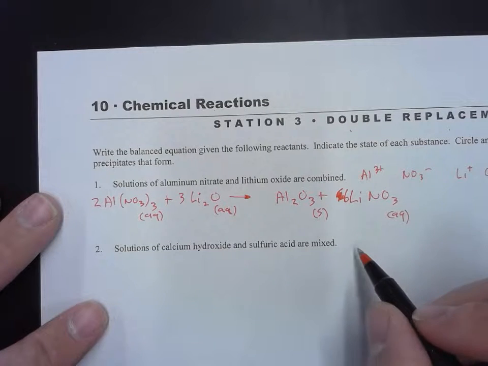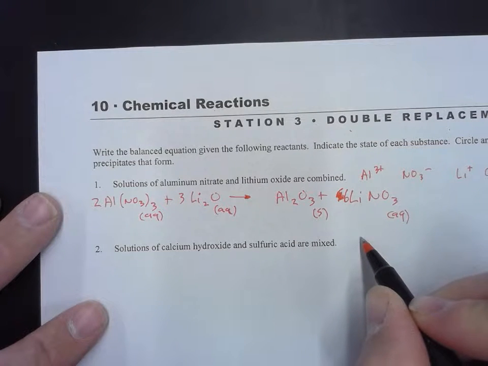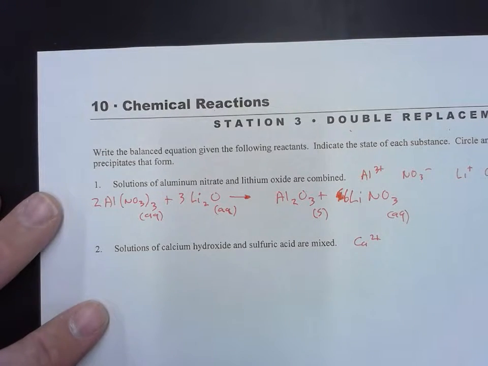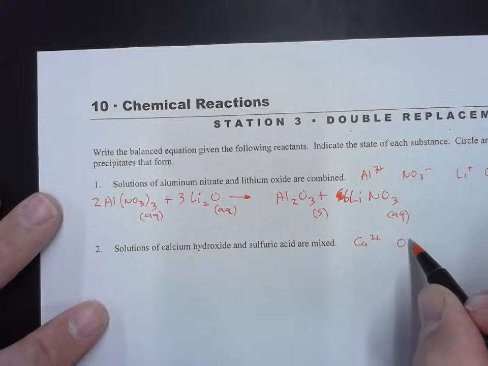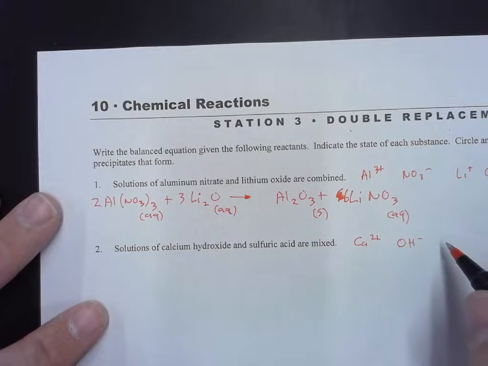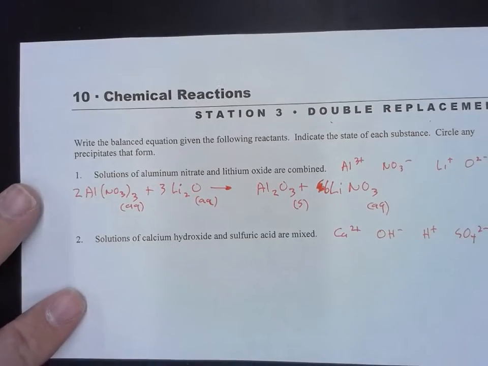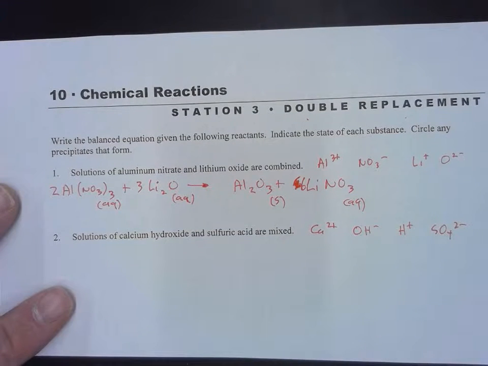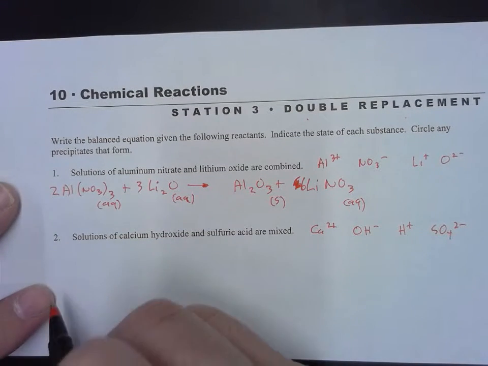Okay, so let's go ahead and write out our ions again. Calcium's 2+, hydroxide's OH-, sulfuric acid, well, that's H+ and SO4 2-. Okay, let's go ahead and write them out.